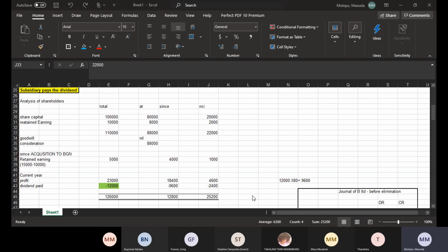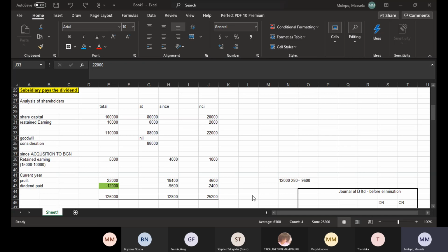So the difference between the 12,000 and the 9.6 will be represented by the NCI, which will be a balancing figure. The balancing figure in the journal is a debit balance of 2.4. We debit the non-controlling interest there, reducing the balance in the statement of financial position, as the non-controlling owners realize a portion of their share in the profit in the form of a dividend received.